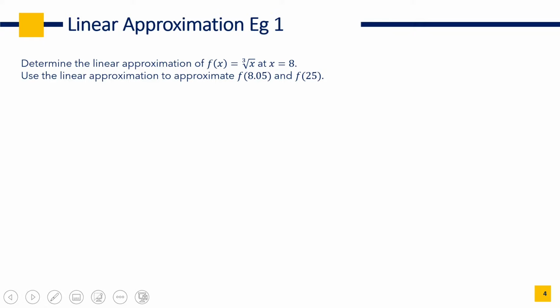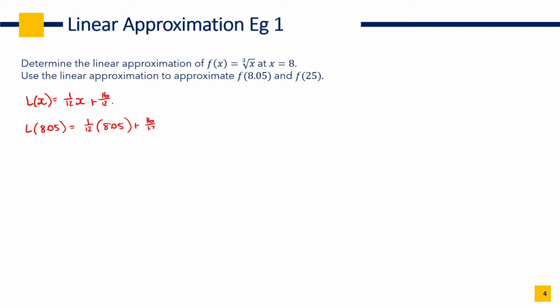We're going to look at the function at 8.05 and the function at 25. Again, we have L(x) equal to 1/12 x plus 16/12. We're going to plug in 8.05: 1/12 times 8.05, plus 16/12. If we go ahead and solve for that, let me just get my calculator.